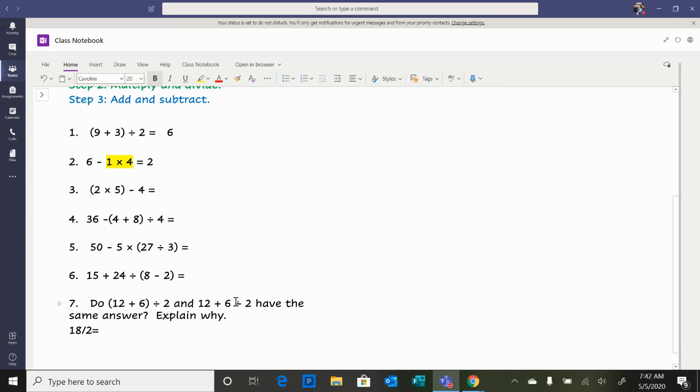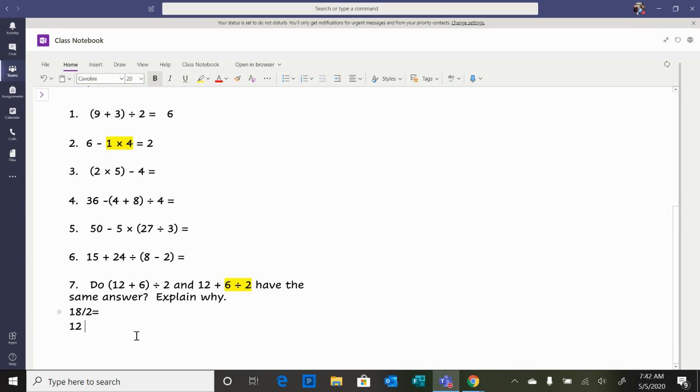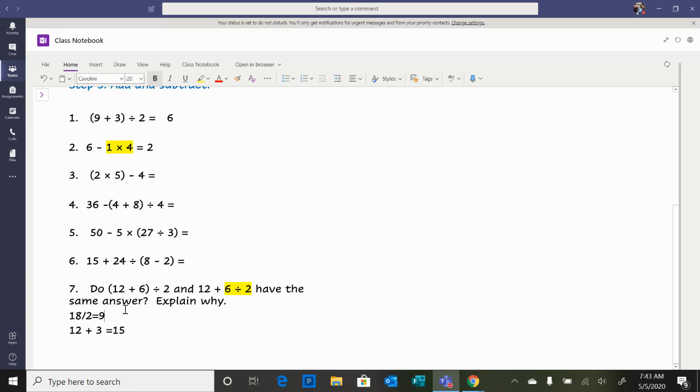But guess what? That's wrong. You have to do the order. Here we go. I have to go to 6 divided by 2. 6 divided by 2 is 3. So then I have 12 plus 3, which is 15. So guess what? No, they are not the same, because when I follow the order of operations, which I always have to follow, it's not just because today I'm showing you this. No, this is math. This is the reality of math. In math, you have to follow the order of operations.